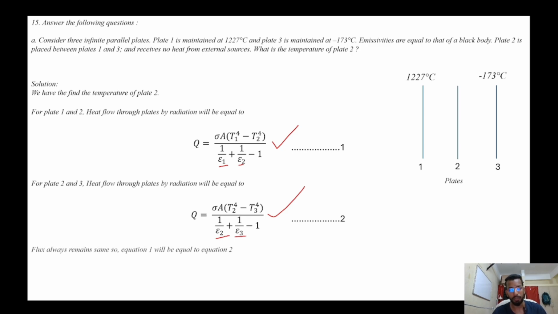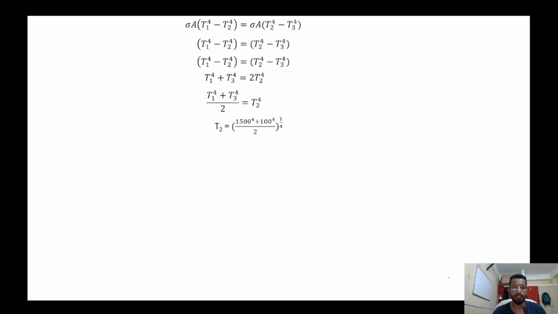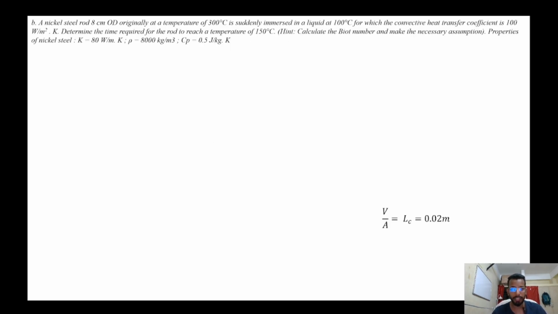So equating 1 and 2. Since E1, E2 and E3 all are equal to 1, we will get finally this. And solving this equation, we will get this. In degree Celsius or Kelvin, whichever the question is asking, we have to put the value in accordance with the question. So this is the final answer. Okay, so going to the next question.